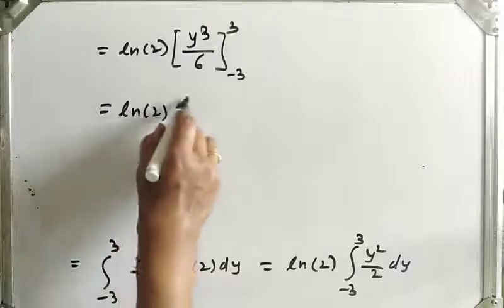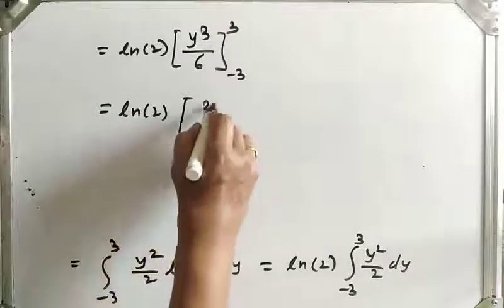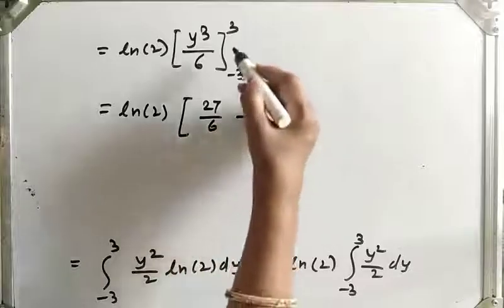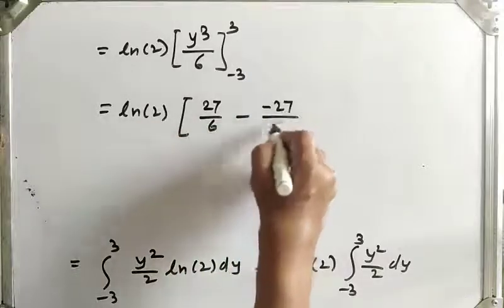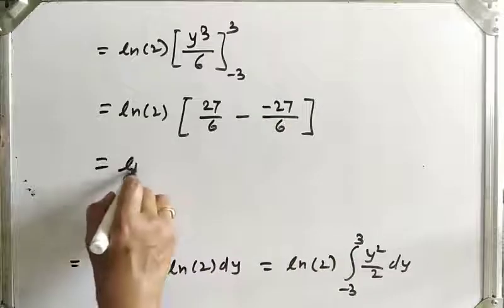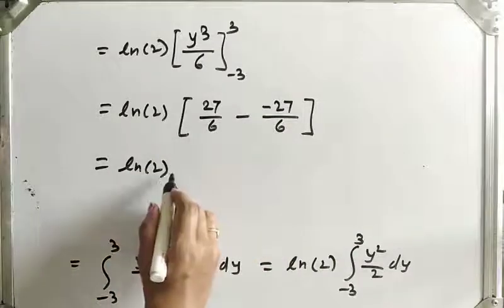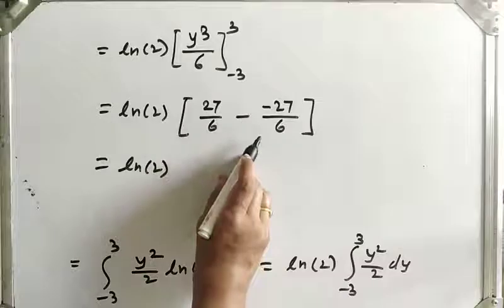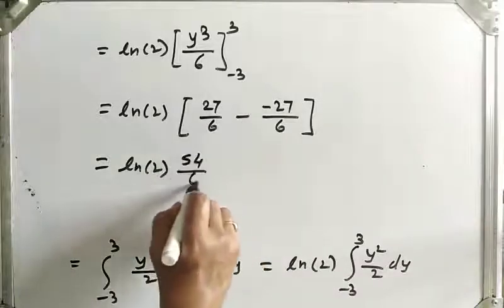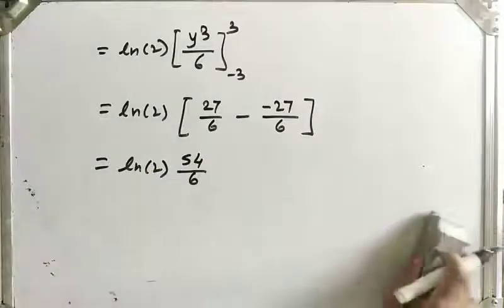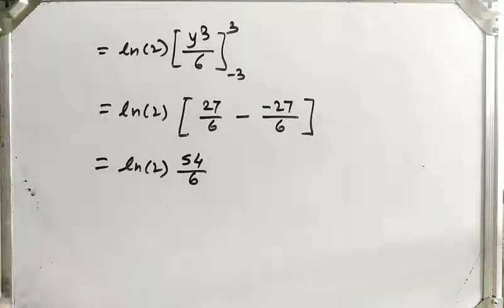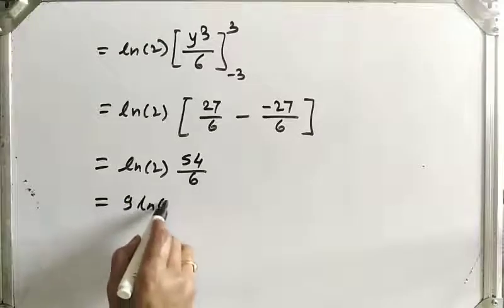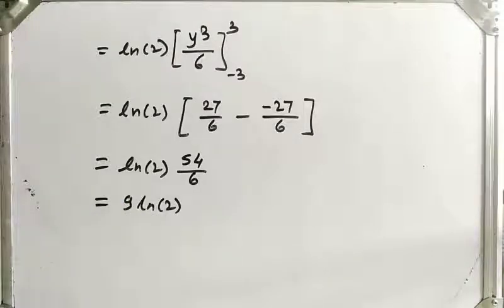Log 2, apply limits, 3 cube is 27 by 6 minus, 3 cube will be minus 27 by 6. So it is log 2, 27 plus 27, okay, minus minus becomes plus, that is 54 by 6. So our answer is 9 log 2. Okay, let's stop here. In the next lecture we will solve some more examples. Thank you.